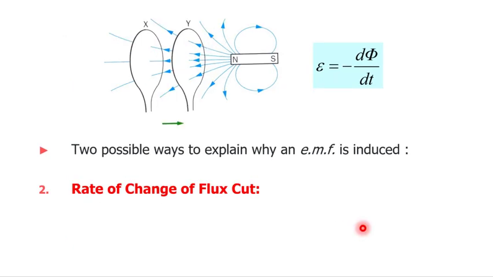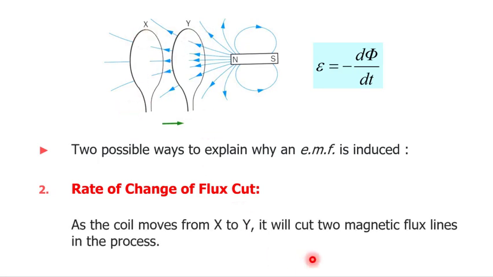Let us now try to explain the phenomenon using flux cut. We see that in moving the coil from X to Y, it will actually cut through two flux lines. Hence, by Faraday's law, an EMF is induced in the coil as the coil cuts the flux lines as it moves from X to Y. What is interesting to note here is, earlier we had 3 flux lines changing to 5 flux lines. 5 minus 3 is 2, so the flux linkage changes by 2. In this case, we also have 2 flux lines cut. So we see from the two cases that the change in flux linkage is similar to the flux cut explanation.